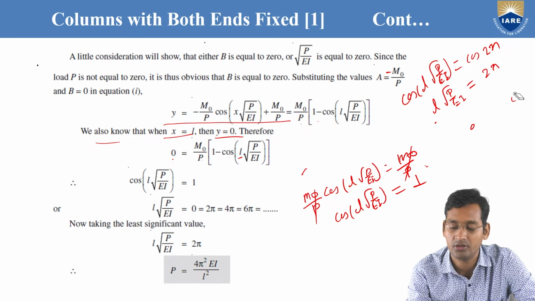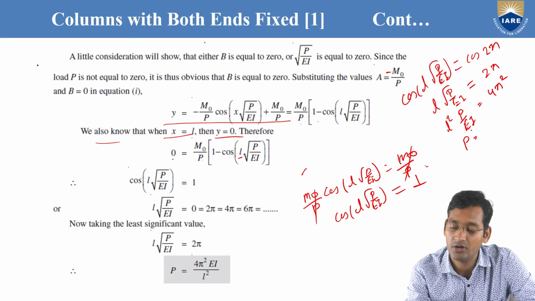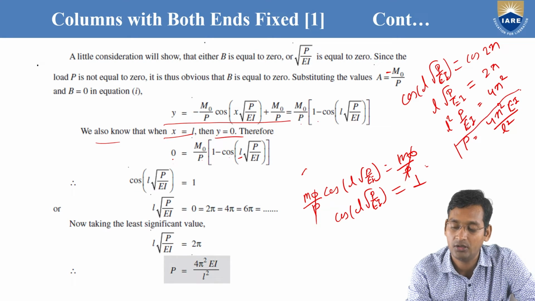Now same step, square both sides. So squaring both sides, what will we get? L square p by EI equals 4 pi square. So from here, p equals what? 4 pi square EI by L square. So this will be the final p.